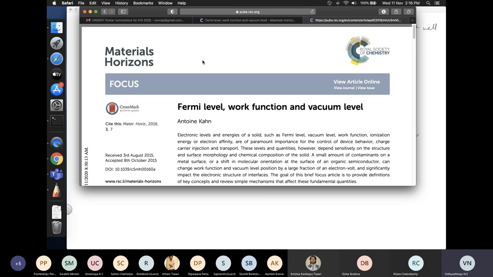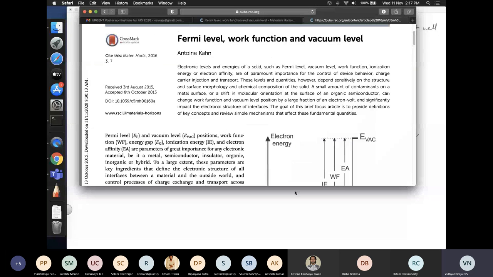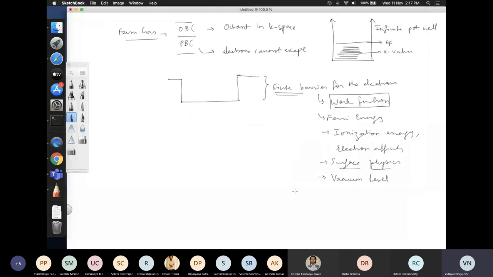This is an article that has appeared in 2016 in Materials Horizons, so just make a note of this. This is called Fermi level, work function, and vacuum level, and it's a review article, and it explains all of these concepts very nicely. Okay, so this is the concept that we need to understand thermionic emission.